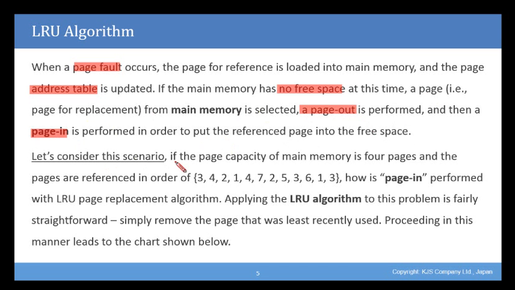Let's consider this scenario. If the page capacity of main memory is 4 pages, and the pages are referenced in the following order: 3, 4, 2, 1, 4, 7, 2, 5, 3, 6, 1, 3. How is page in performed with the LRU page replacement algorithm? Applying the LRU algorithm to this problem is fairly straightforward. Simply remove pages that were least recently used. Proceeding this manner leads to the chart shown on the next slide.